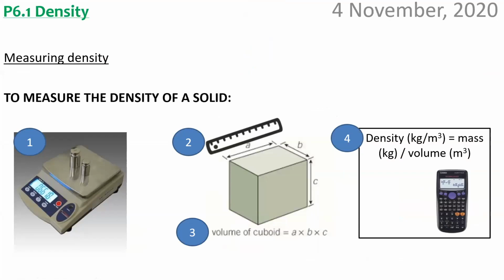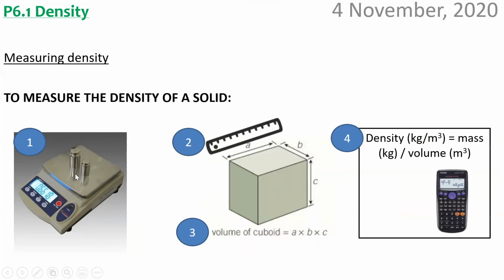Okay. So if you were tasked in an exam or any sort of test to measure the density of a solid you had in front of you with lab equipment, okay, you need a balance, that measures the mass of an object. You need a ruler to measure its volume and a calculator to do the calculation.